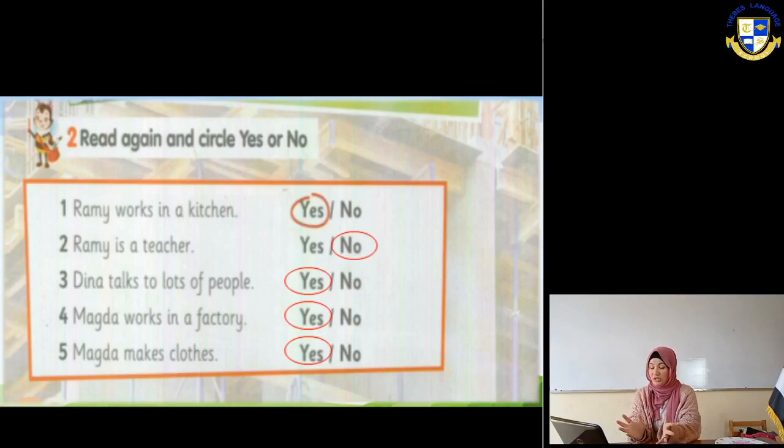Okay. Number 3, Dina is a journalist. Dina talks to lots of people. Yes, circle yes. Number 4, Magda works in a factory. Yes, she's a seamstress. She works in a factory. Number 5, Magda makes clothes. Yes, she's making clothes. Next slide.